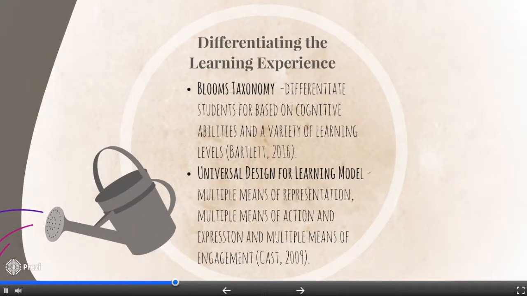Using other practices such as Bloom's taxonomy, which allows teachers to differentiate for students based on cognitive abilities and a variety of learning levels, or the Universal Design for Learning model, which gives a range of guidelines and strategies for a variety of differentiation, such as multiple means of representation, multiple means of action and expression, and multiple means of engagement. By doing this, teachers are able to differentiate their learning and teaching to create an inclusive classroom for all students.